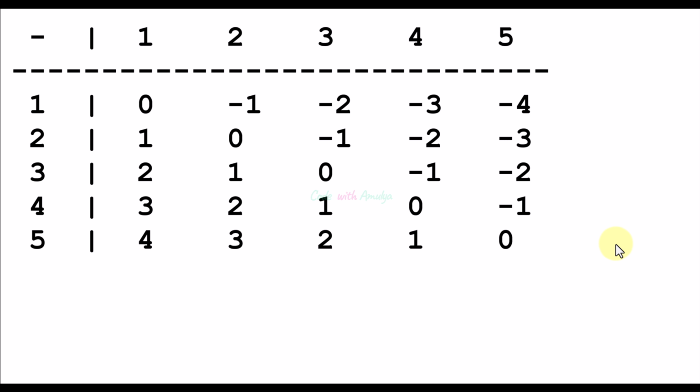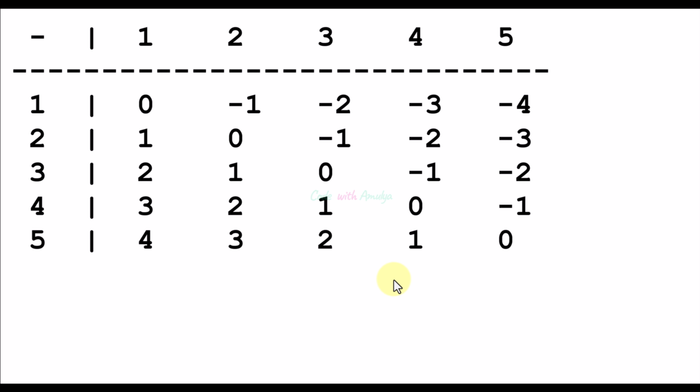Today in this tutorial we'll write a Python program to display a subtraction table. Our output will look like this. Here we can see the minus symbol. Next, here are the column number, row number and the subtraction result. This is about the output.